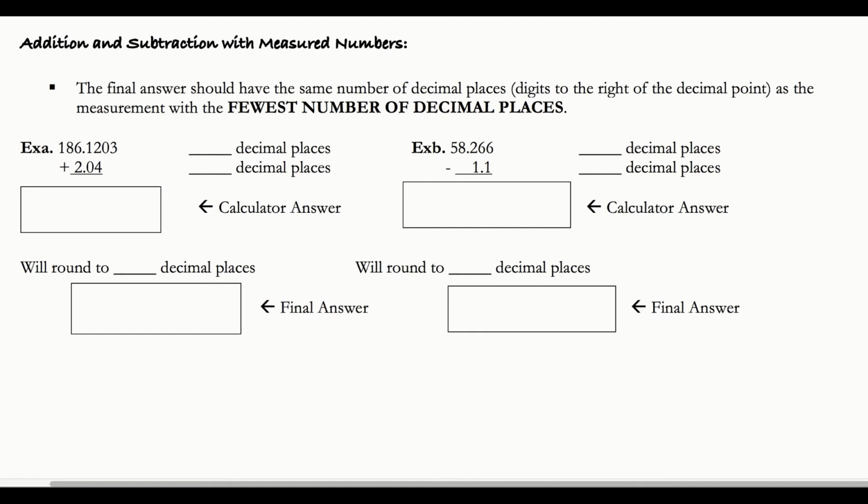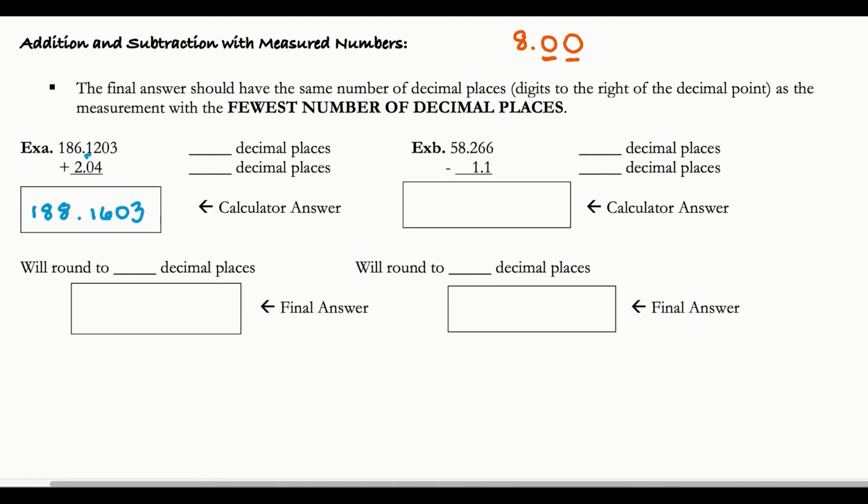So for example, if I gave you 8, that has 0 decimal places. As soon as I make that 8.0, that'll have 1 decimal place. If I made it 8.00, that'll have 2 decimal places, etc., etc. Okay. So let's look at this problem. 186.1203 plus 2.04. Okay, so I'm adding, so I know I'm going to have to use my rule with decimals. So my calculator answer is 188.1603. That's unrounded.